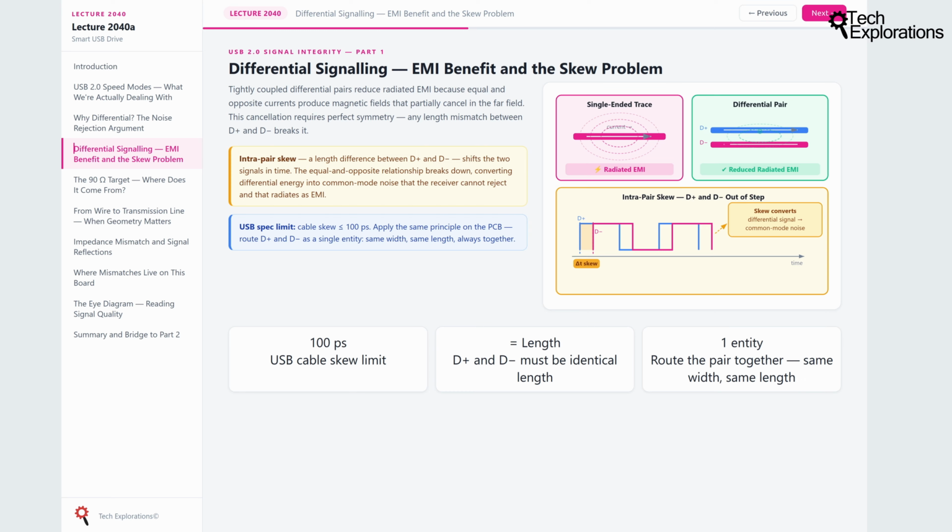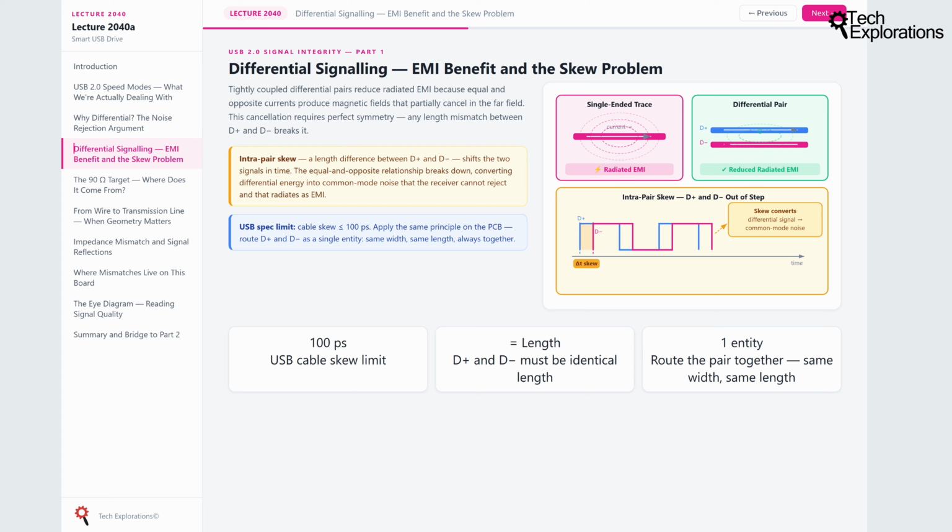Any length difference between the D+ and D-, called the intra-pair skew, means the signal arrives at the receiver at slightly different times. That timing offset breaks the equal and opposite relationship. A portion of the differential signal energy converts into common mode noise, which the receiver cannot reject. The same common mode noise also radiates as EMI. The USB specification controls cable skew, which is the maximum permitted difference in propagation delay between D+ and D- in the cable, to be 100 picoseconds.